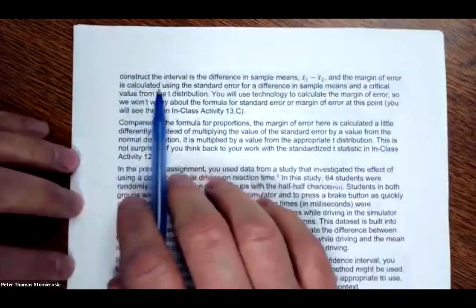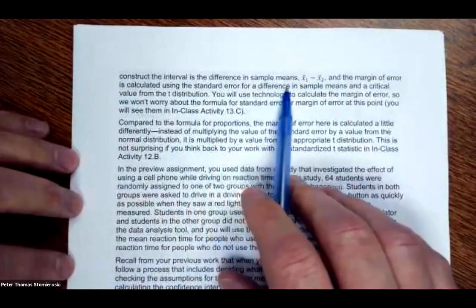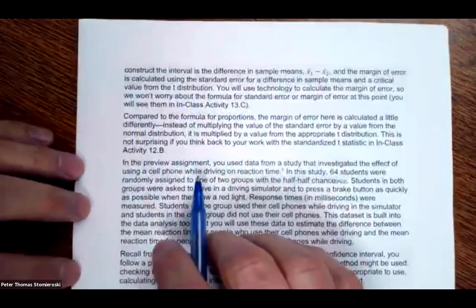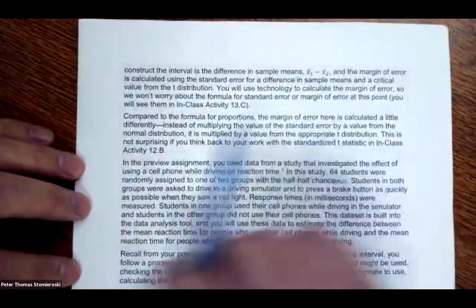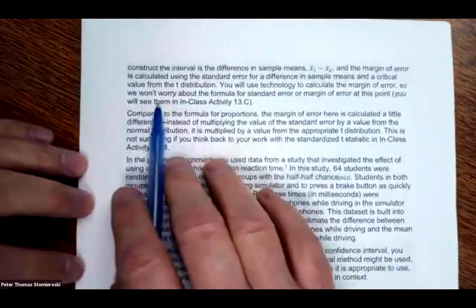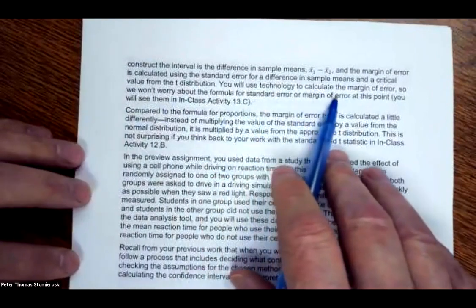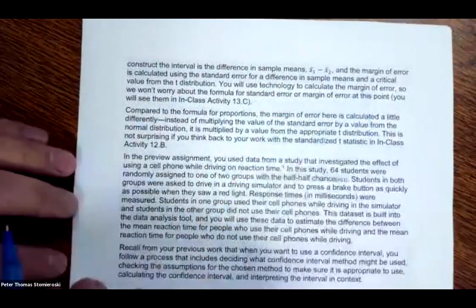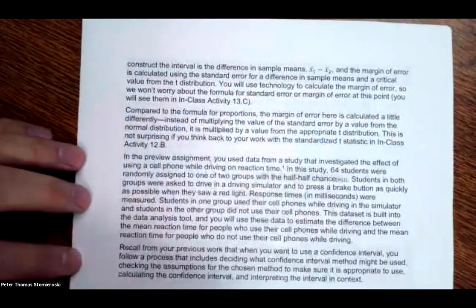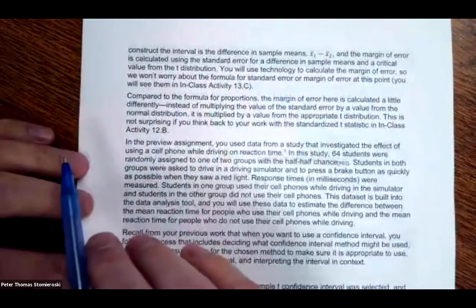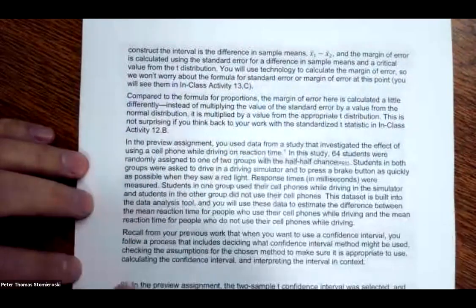The margin of error is calculated using a standard error for a difference in sample means and a critical value from the T distribution. You will use technology to calculate the margin of error, so we won't worry about the formula for the standard error or margin of error at this point. You will see them in class activity 13C. So for right now, the app is going to calculate the standard error and margin of error.